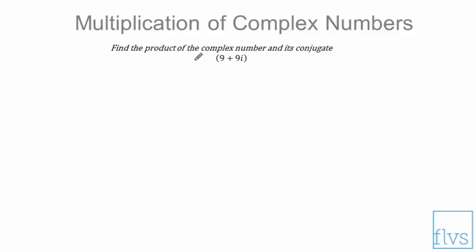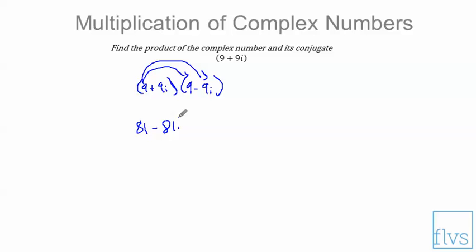So this says find the product of the complex number and its conjugate. So we just talked about what a conjugate was a minute ago. So 9 plus 9i, we're going to multiply it by its conjugate. So its conjugate, again, is the same thing, but with the opposite sign. So that's the conjugate part of this question. And then we're just going to multiply. 9 times 9 is 81. 9 times negative 9i is negative 81i. 9i times 9 is positive 81i.